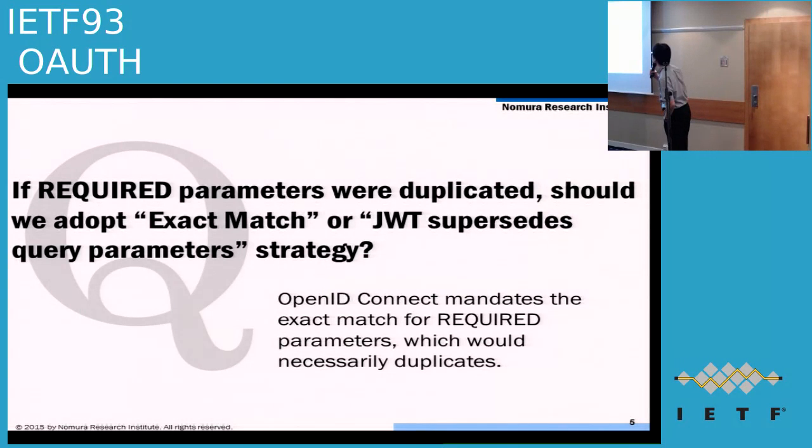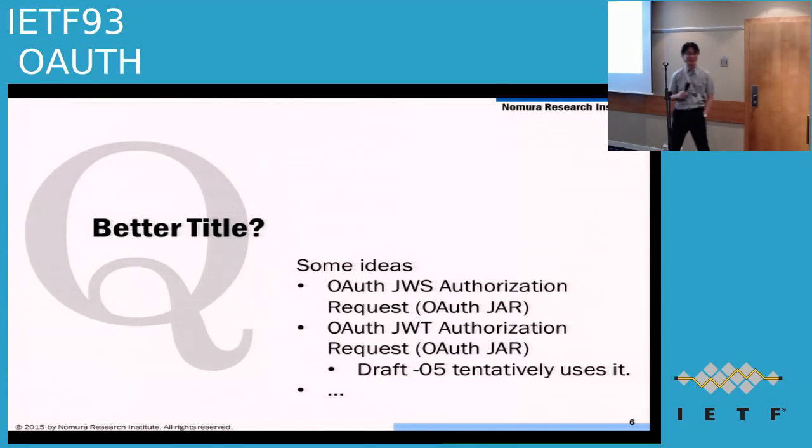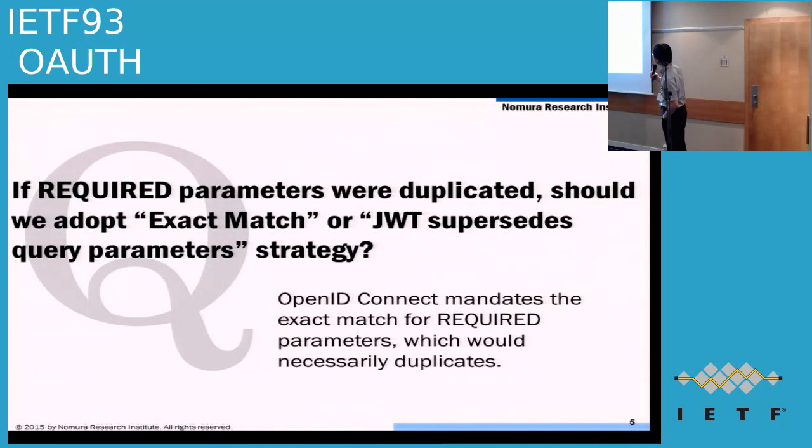So corollary to both of these together, if we allow for duplicated parameters, we're saying we're not going to require duplicated parameters, but if we allow duplicated parameters, this still is relevant. Okay. So when there is a duplicated parameter, which should take the precedence? The current draft says that the JWT takes precedence as it's going to be signed. So I think that's the only natural consequence.